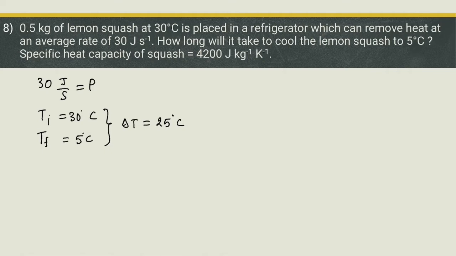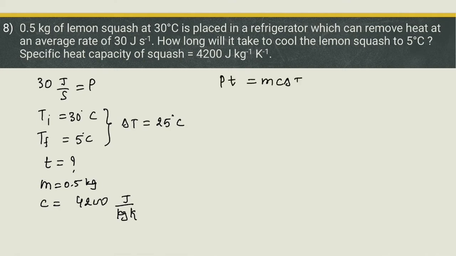How long will it take to cool the lemon squash to 5 degrees Celsius? So we are asked to find out time. Specific heat capacity is given. Mass is also given. Mass 0.5 kg. Specific heat capacity 4200 joule per kg Kelvin. Now we already know that P T is equal to mass, specific heat capacity, delta T. Power 30, time we want to figure out, mass 0.5, or let me write half, specific heat capacity 4200, and delta T is 25.